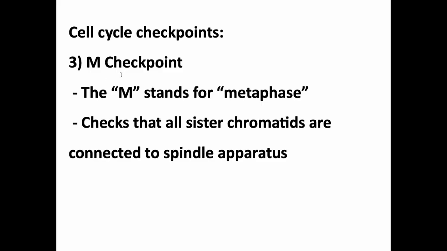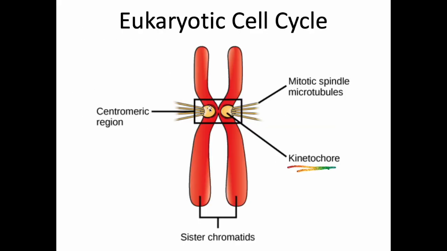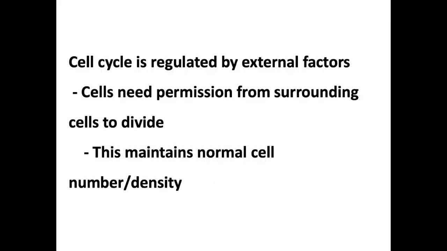Now, these three were internal checkpoints, where the cell is checking its own status of its proteins and its DNA and its energy levels and stuff like that. The cell cycle is also regulated by external factors. We've got 40 trillion cells in our body, for example. They need to play nice with one another. They need to make sure that they only divide when they need to divide. So part of this external regulation is that cells need permission from surrounding cells to divide.